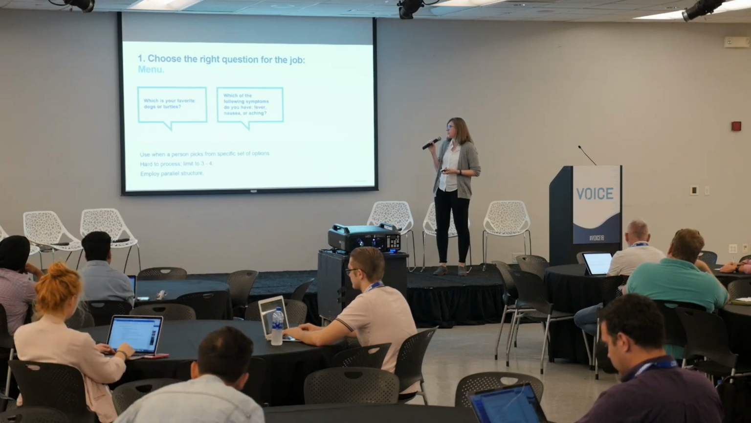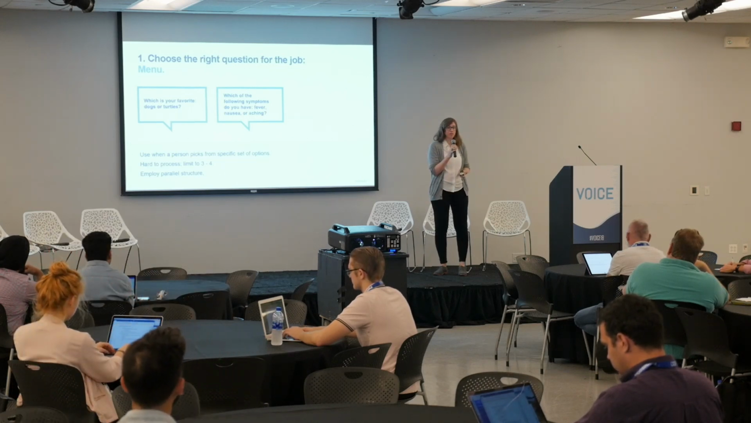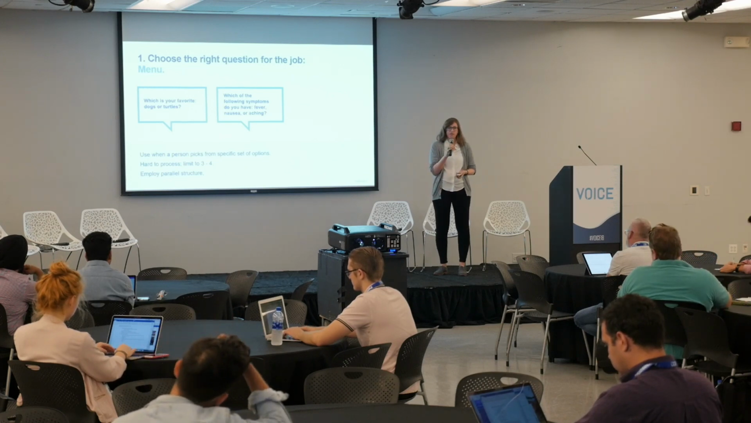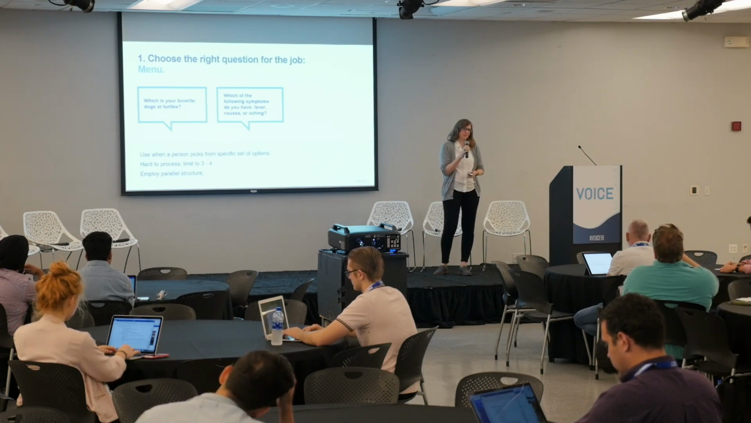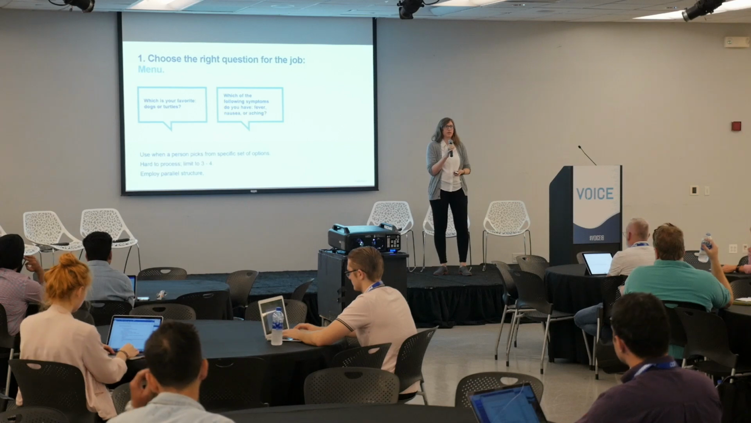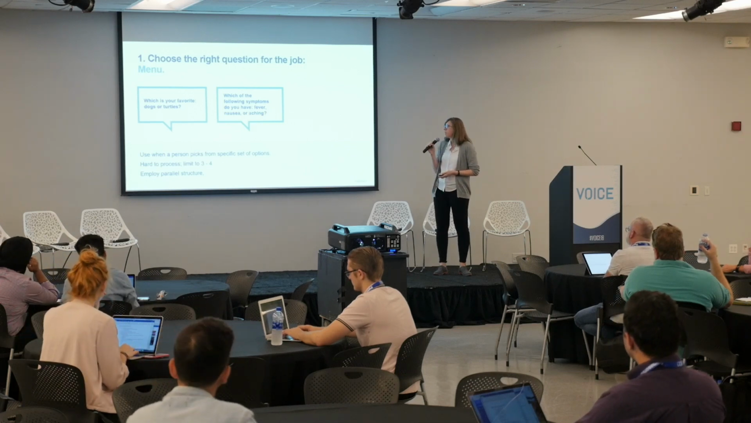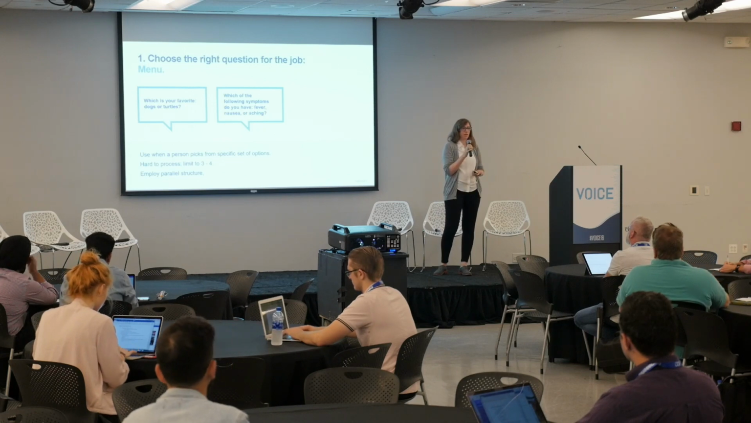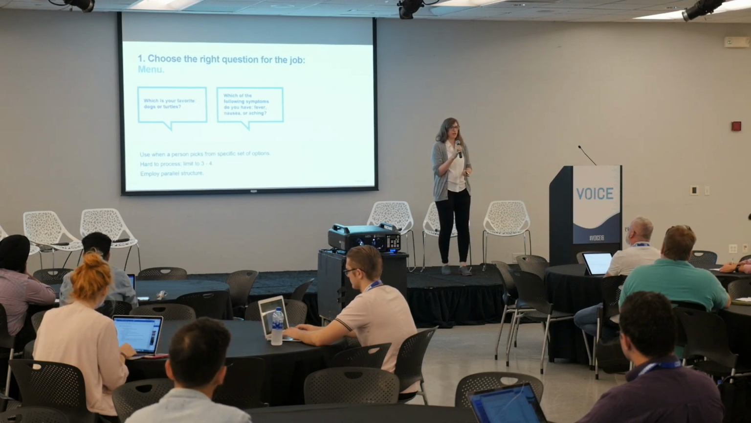As you can imagine, if you give too many options, it's really hard for the user to process them. So you want to limit it to 3 to 4. Once you get to 5, people stop remembering all of the options and they need to ask to repeat and things get a little messy. When you are using menu questions, you also want to employ parallel structure, and we'll talk about that in a little bit.